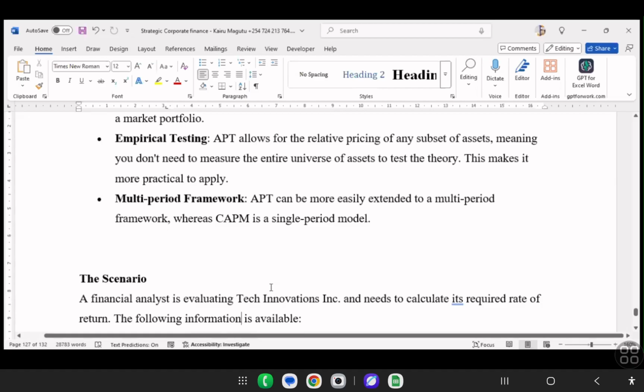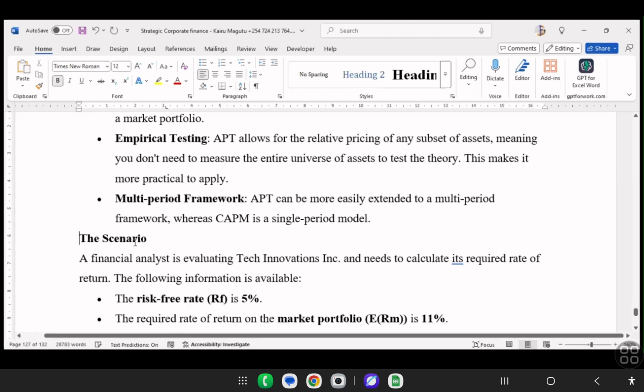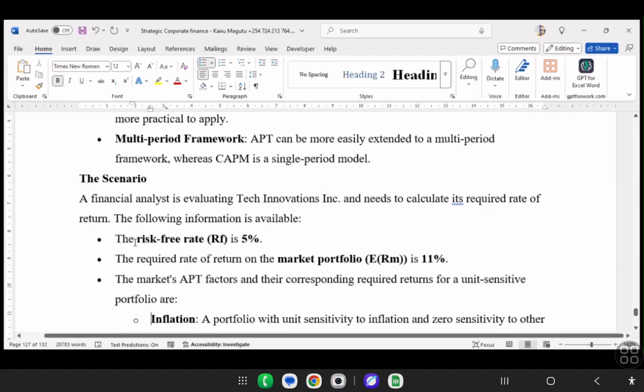Then we have the multi-period framework. APT can be more easily extended to a multi-period framework. CAPM assumes a one-year horizon, but APT is applicable in long-term projects, which is more realistic. Investors do not invest for one year. Let us look at an illustration. Let's have an illustration for this so that we understand.